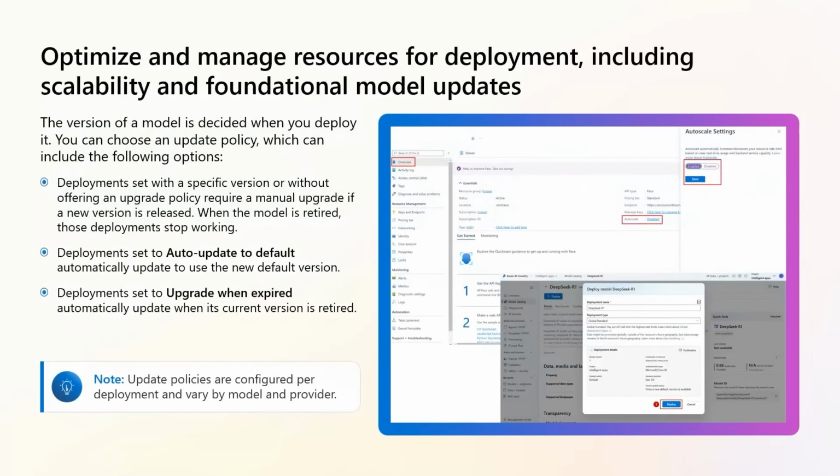Model deployment management is the foundation of generative AI. Make sure for the exam you review the different deployment options and licenses for models. Models are being updated faster than ever before. Remember, when it comes to update policies, there are 3: pin to a specific version, auto update to default, or upgrade when expired. Each has trade-offs between stability and staying current. So when a question asks about keeping models up to date or preventing downtime from retirements, these policies are probably your answer.